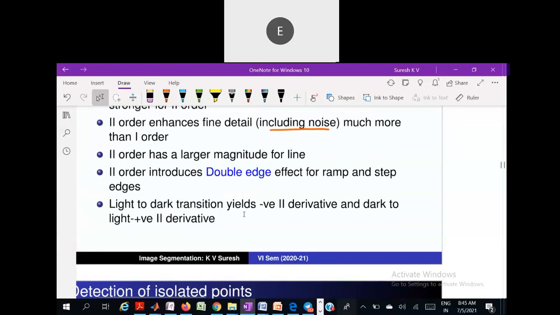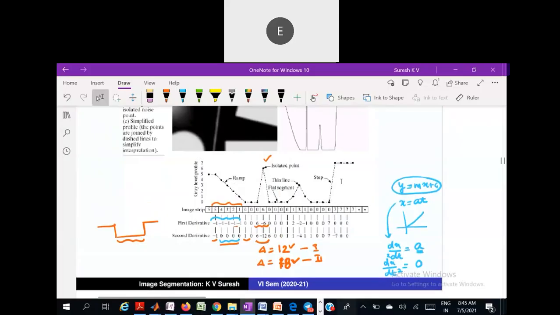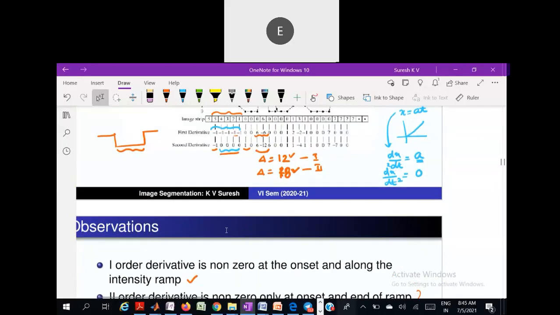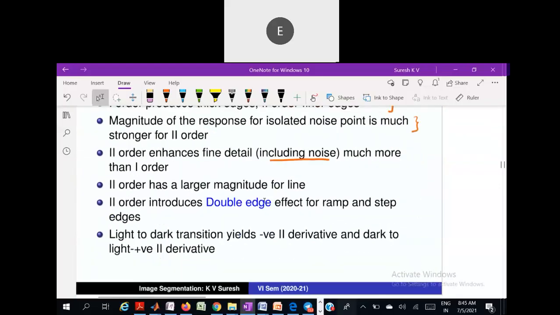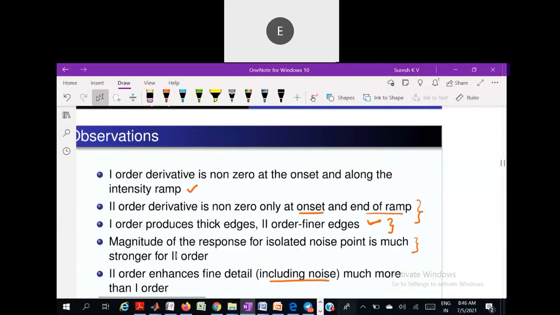Light to dark transition yields a negative second order derivative, and dark to light yields a positive second order derivative. Just observe here. This is from dark to light. You can see what is happening in the second order derivative. Dark to light, you have a positive change, 0 to 7. I hope the observations are clear, as they are very clearly explained in this.